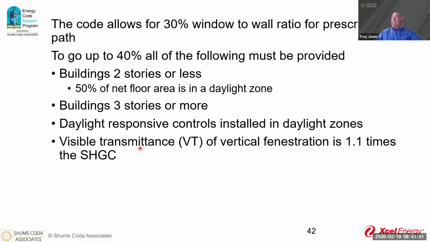We can go up to 40% if all of the following things happen. The building is 2 stories or less. 50% of the net floor area is in a daylight zone. If the building's 3 stories or more, then daylight responsive controls are installed in all daylight zones, and the visible transmittance of vertical fenestration is 1.1 times the solar heat gain coefficient. So we got a little bit of math there, but we can increase the allowable window and fenestration totals to 40% if we meet those requirements.